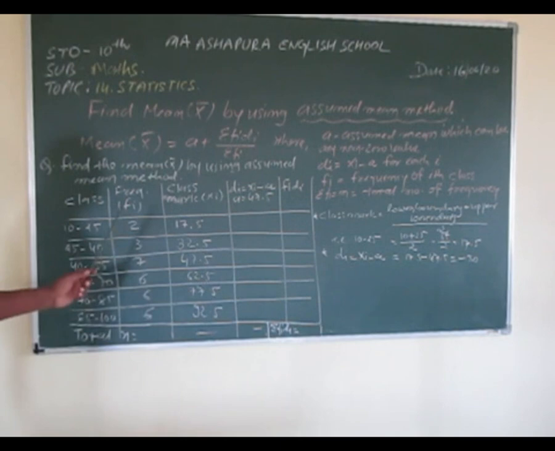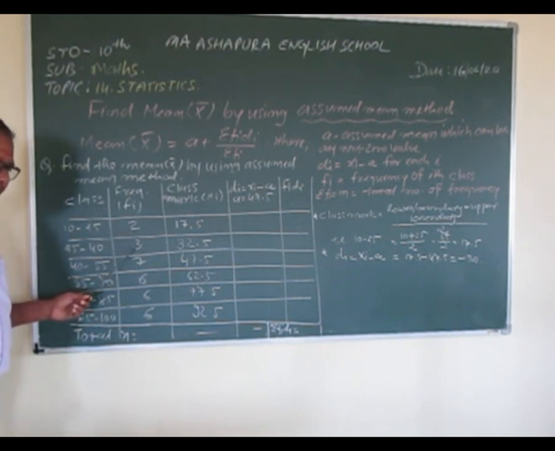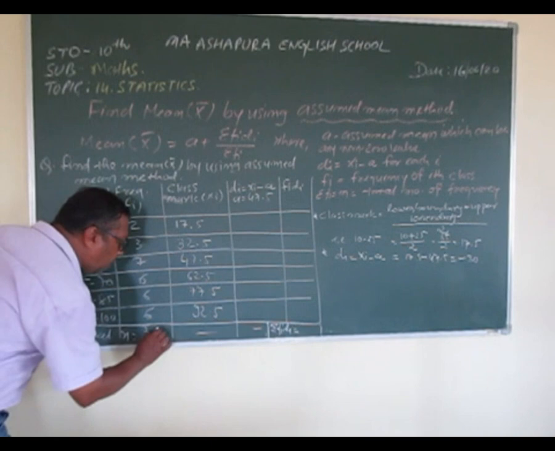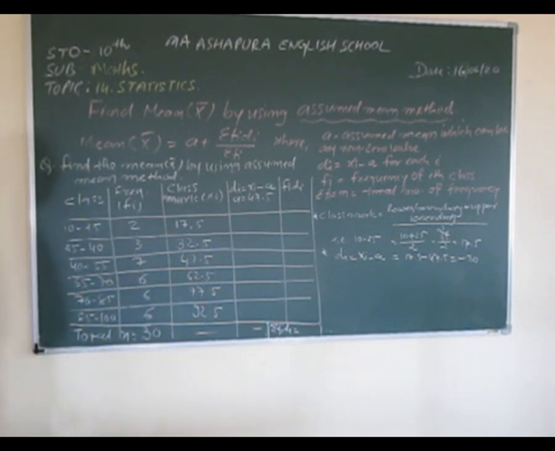Now we perform the sum of the frequencies from column number 2. Look here, frequencies 2 plus 3 is 5, plus 7 is 12, plus 6 is 18, plus 6 is 24, plus 6 is 30. That means n or sigma fi is equal to 30.